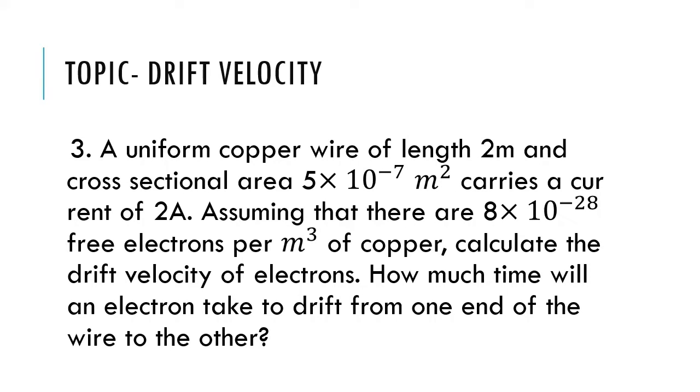Next topic, drift velocity. Numerical 3. A uniform copper wire of length 2 meter and cross-sectional area 5 into 10 power minus 7 meter square carries a current of 2 ampere. Assuming that there are 8 into 10 power 28 free electrons per meter cube of copper, calculate the drift velocity of electrons. How much time will an electron take to drift from one end of the wire to the other?